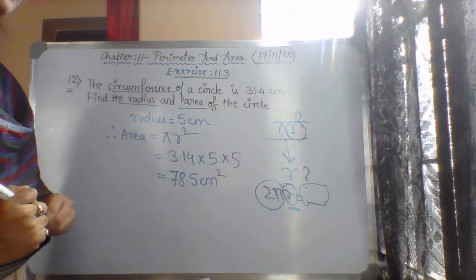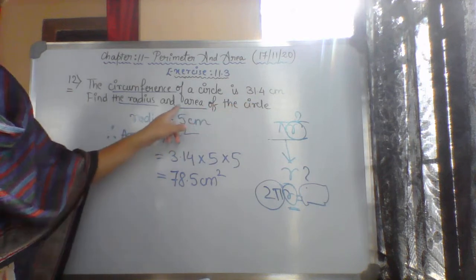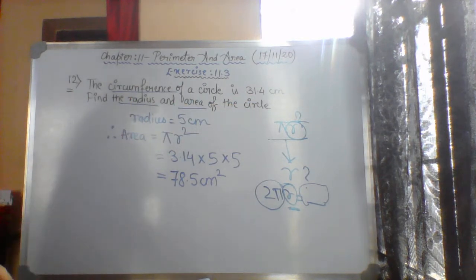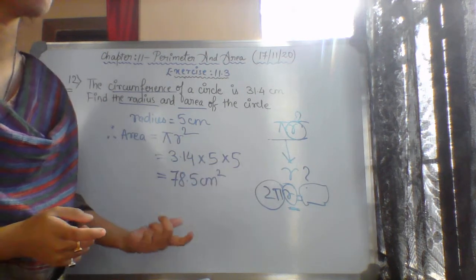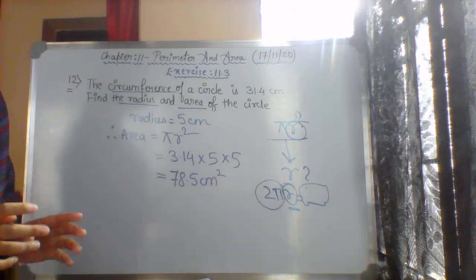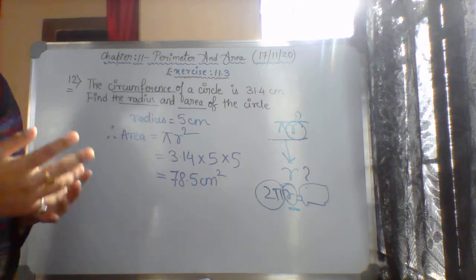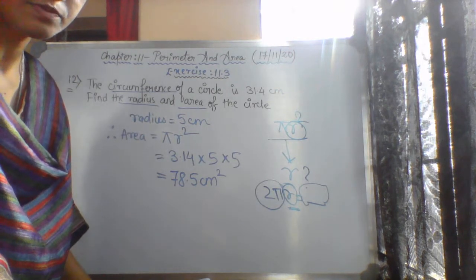So they will directly ask. They will only give the circumference of the circle and ask to find out the area. They will not ask for the radius. So that time you have to apply the concept. Unless and until we find out the radius, we cannot find out the area. So first you find out the radius, then the area, although it is not asked in the question. Okay, so this type of question may be there. Now moving on to the next question.